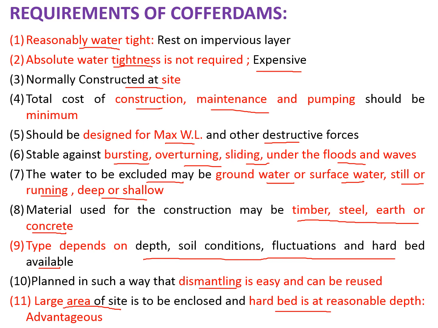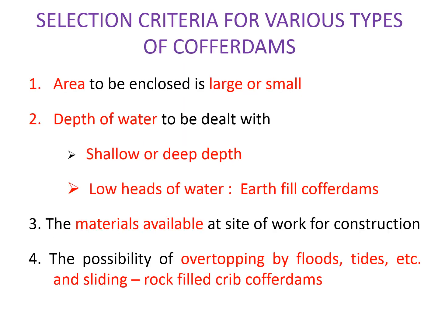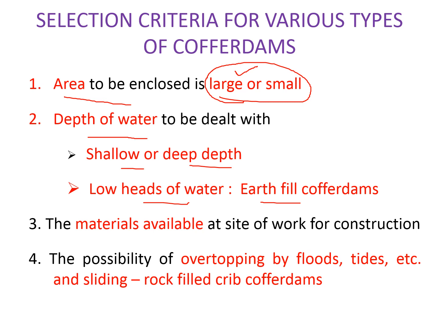If a large area of the site is to be enclosed and the hard bed is available at reasonable depth, it is advantageous over caissons. Now these are the selection criteria for different types of cofferdams. First, very important, is the area to be enclosed, whether it is large or small. Generally for a large area it is advantageous over caissons. Depth of water to be dealt with, shallow or deep water; for low head of water, earthfill cofferdams are generally provided. The materials available at the site of the work will also decide the type of cofferdam. Possibility of overtopping by the floods, etc.